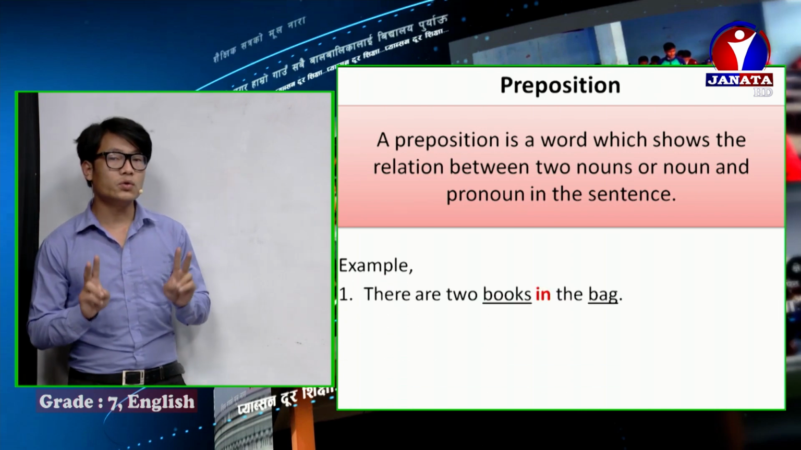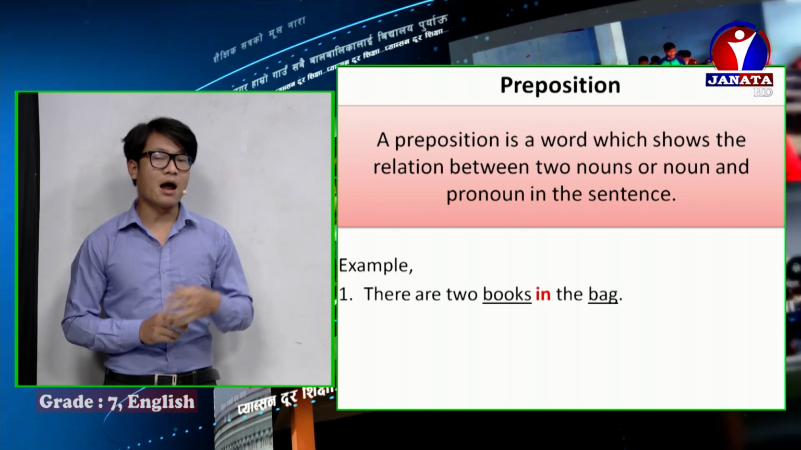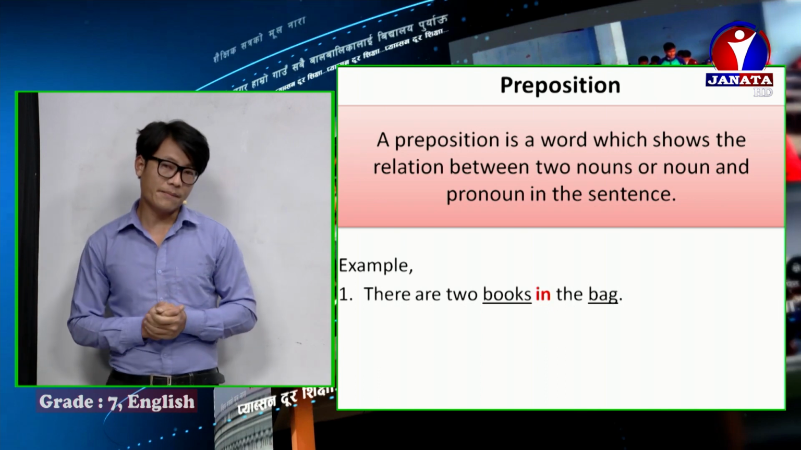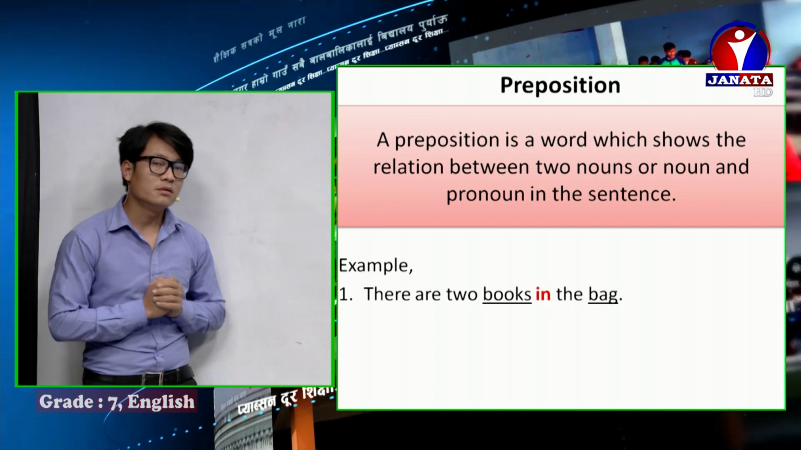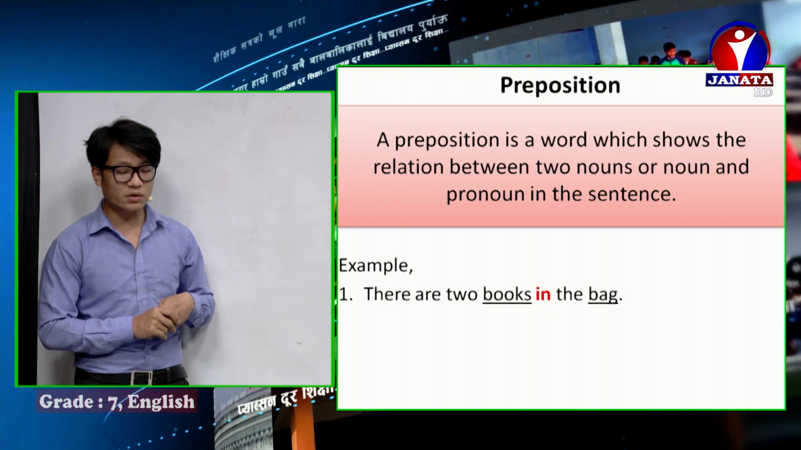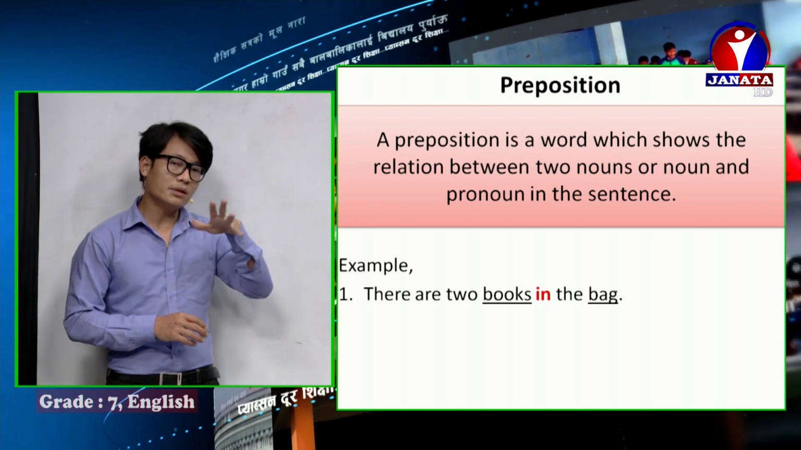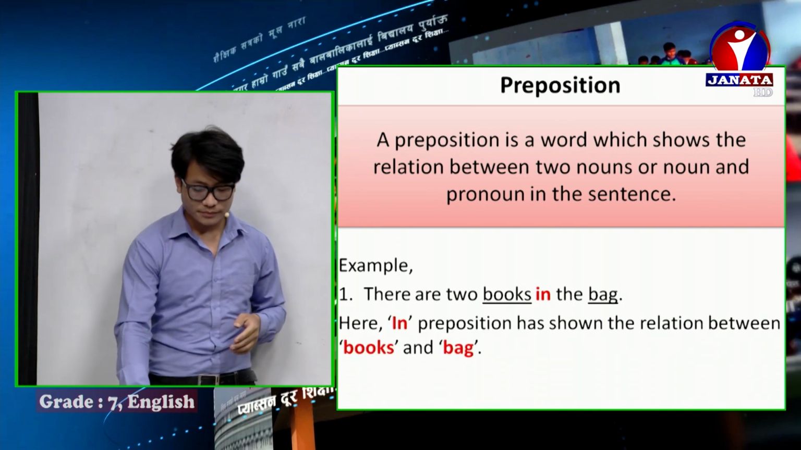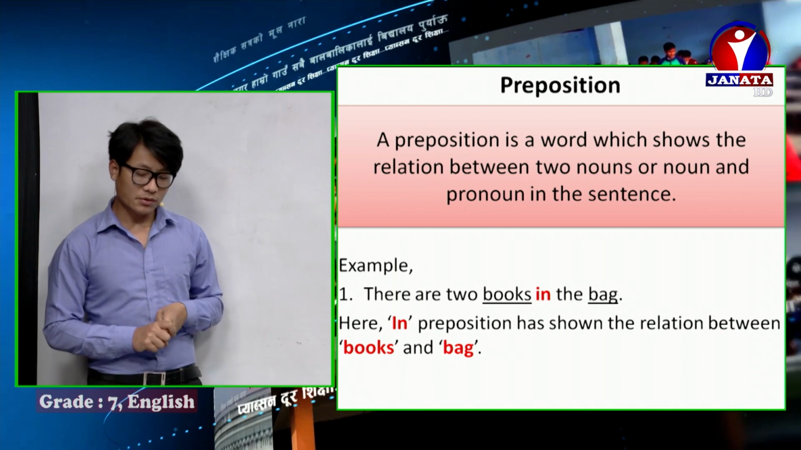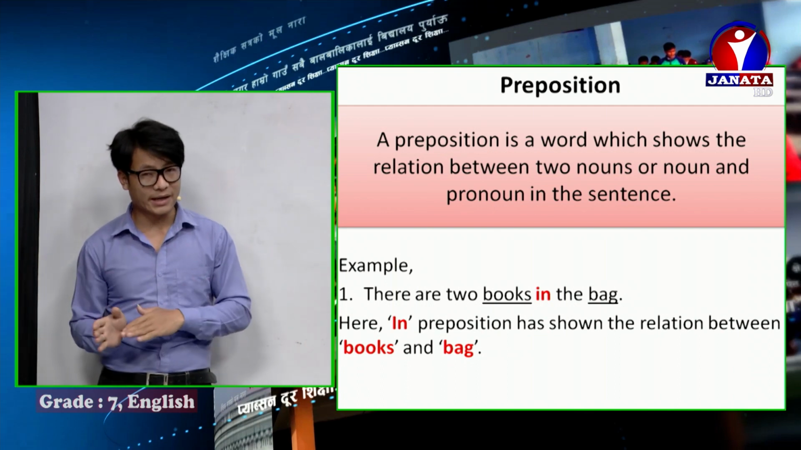There are two books in the bag. Can you guess what the nouns are here? Obviously, books and bag are nouns. And between them, what is there? There is the preposition in. So here, the preposition in has shown the relation between books and bag.